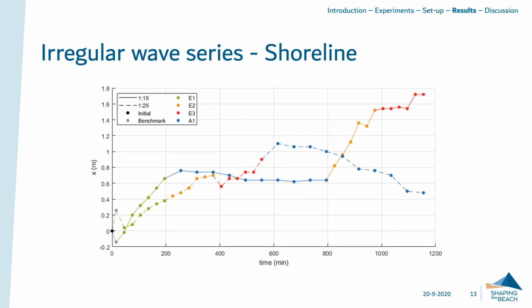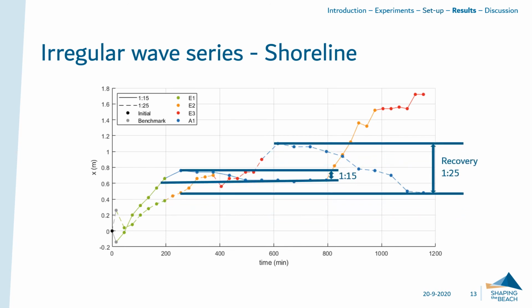However, if we look into the shoreline recovery during the lowest energy accretive wave, in blue, we can see that the beach recovery was higher for the 1 in 25 case than for the 1 in 15. In 1 in 15, there was barely any beach recovery, with the shoreline maintaining approximately the same location as when the accretive wave started, while in 1 in 25, the shoreline recovered up to the initial shoreline position of the second highest wave energy.